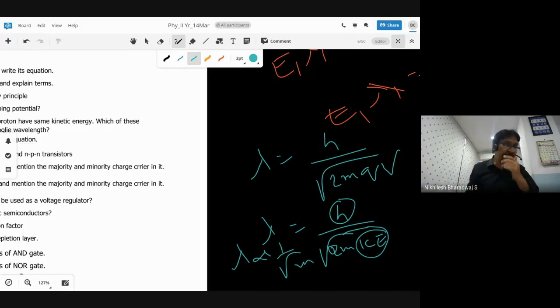Electron, alpha particle, and proton. What is the alpha particle mass? I told you m alpha is equal to 4 mp. So you have m alpha as 4 mp, me, and mp. You do it. You got the idea.